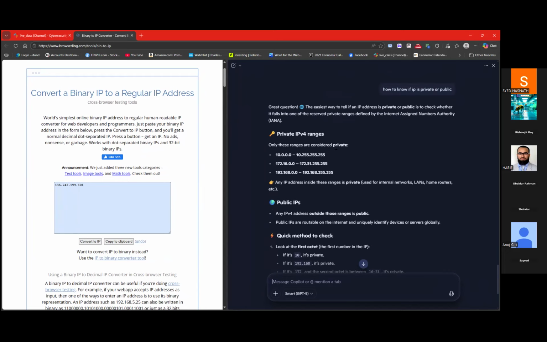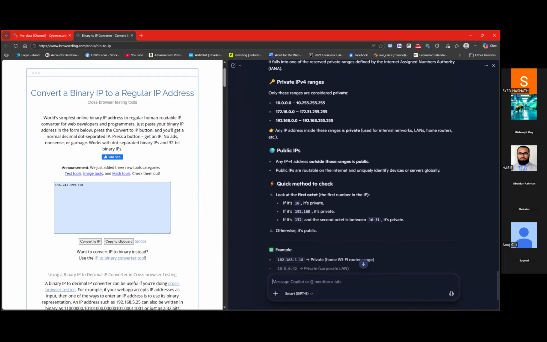Only these ranges are considered private: 10, 172, 192.168. Any IP which is outside of this range is public. Look at the first octet. If the first octet is 10, it is private. If it is 192, with the second octet 168, it is private. If it is 172, and the second octet is between 16 and 31, it is private.